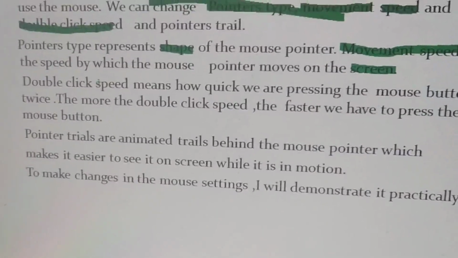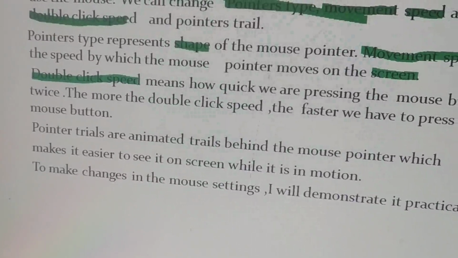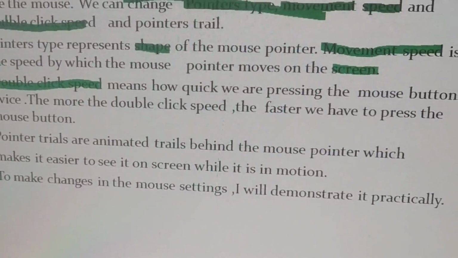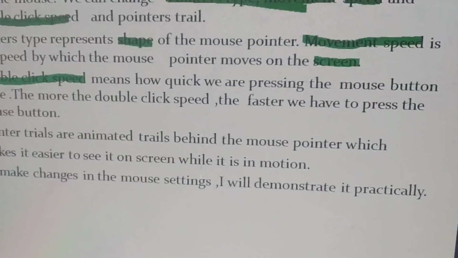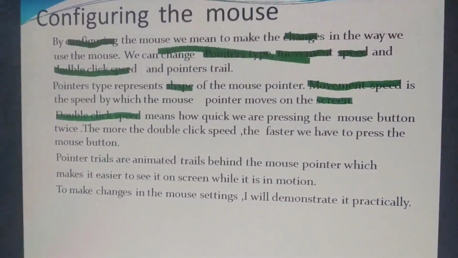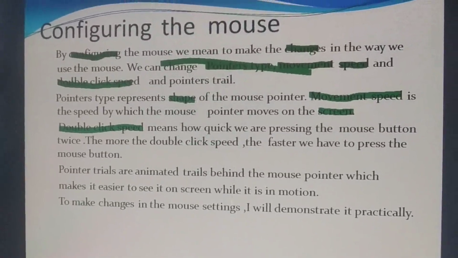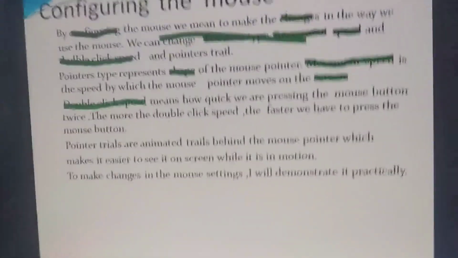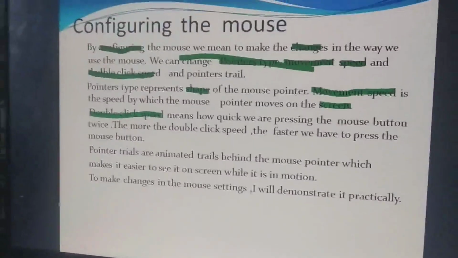Then double click speed. What do we mean by double click speed? Double click speed means how quickly we press the mouse button twice. So the higher the double click speed, the faster we have to press the mouse button. If we keep the double click speed fast in the control panel settings, then whenever we double click, we have to do it very quickly.